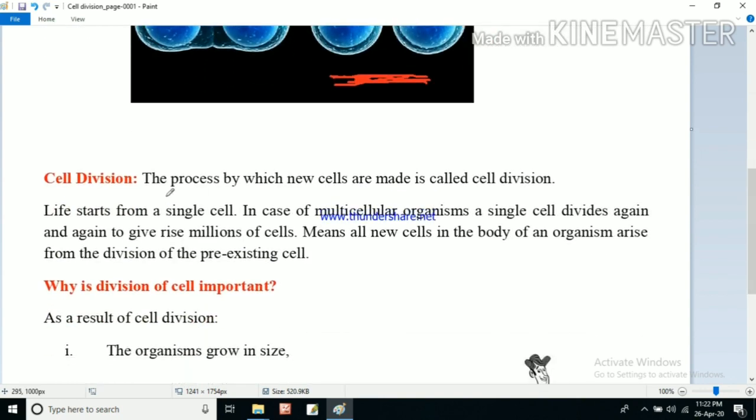Now, cell division. The process by which new cells are made is called cell division. It is a very simple definition I have given. Cell division: the process by which new cells are made is called cell division.